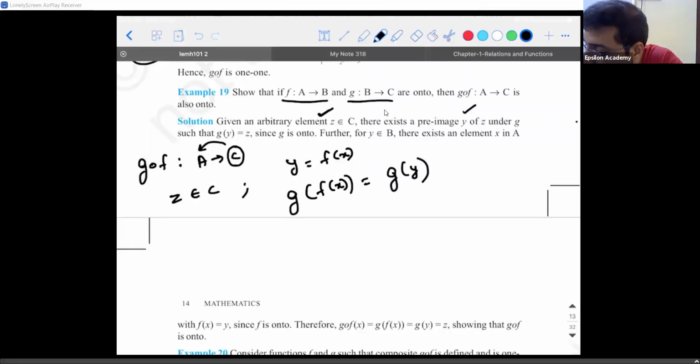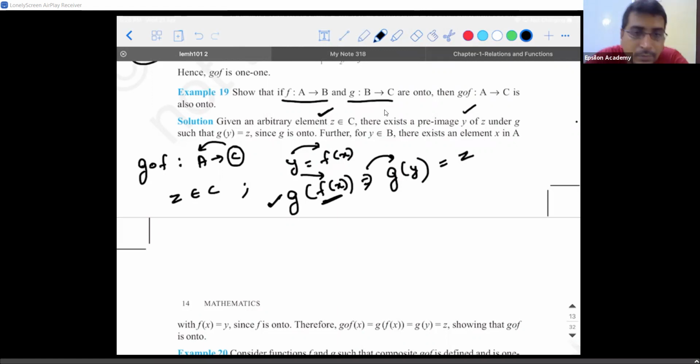Generally, y is equal to f of x is a condition for the function f to be an onto function. Now we are concentrating on which function? G circle f of x, which is nothing but g of f of x. But in the place of f of x, I can replace it with y, so I wrote it as g of y. Then g of y should be equal to z, since g is an onto function.